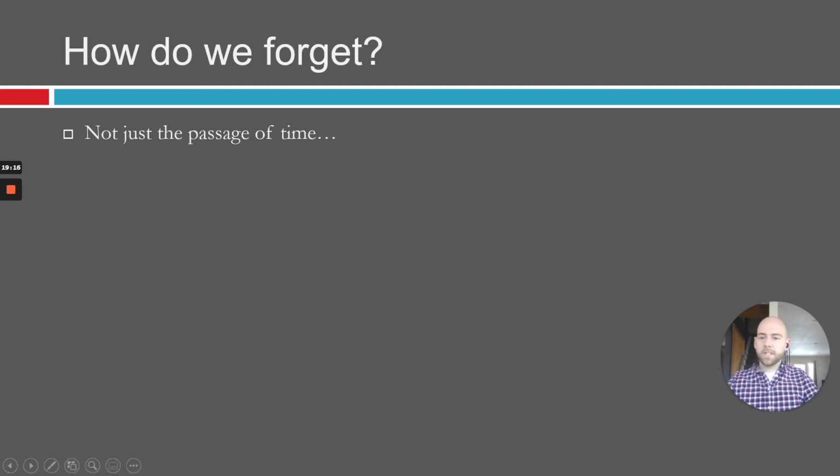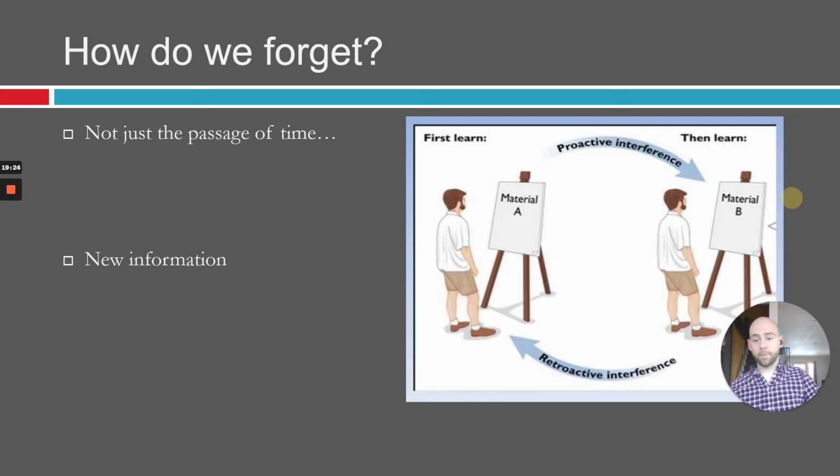But it's not just getting older. It's not just the passage of time. Some memories can influence each other. So learning new information can get in the way of old information, and old information can sometimes get in the way of new information too. I think I maybe said the same thing twice, but I meant old gets in the way of new and new gets in the way of old.